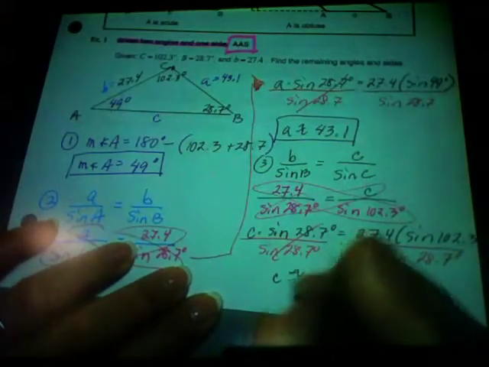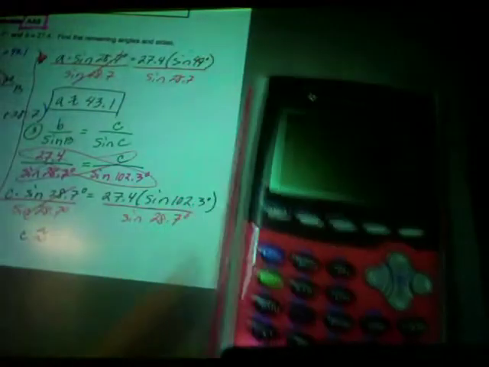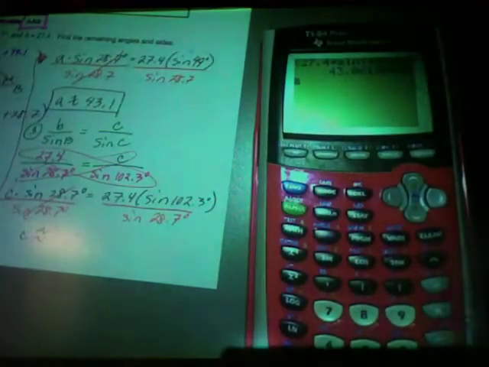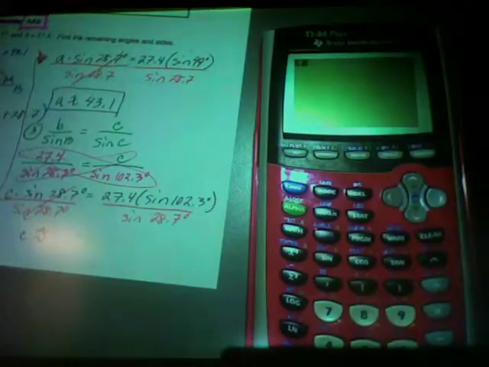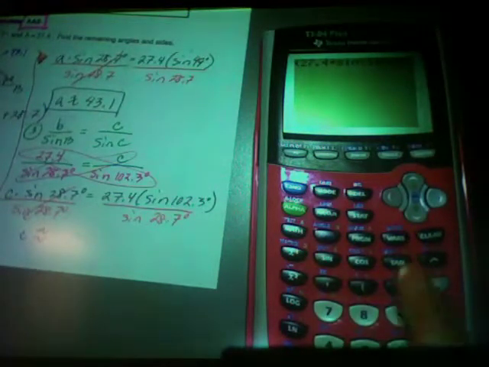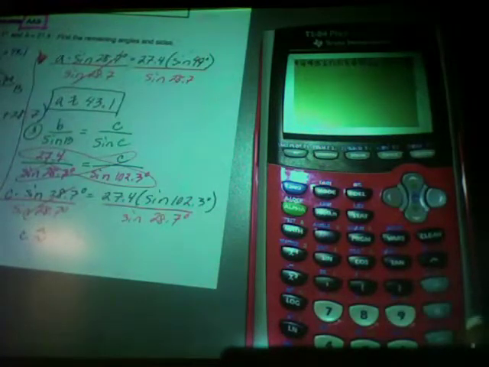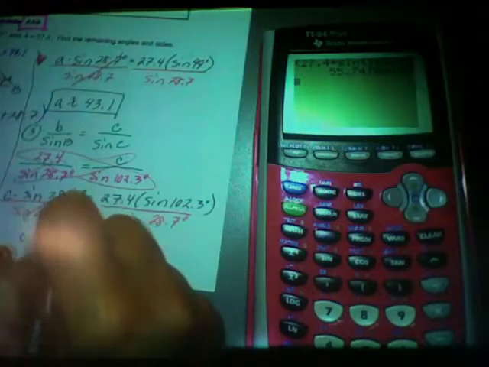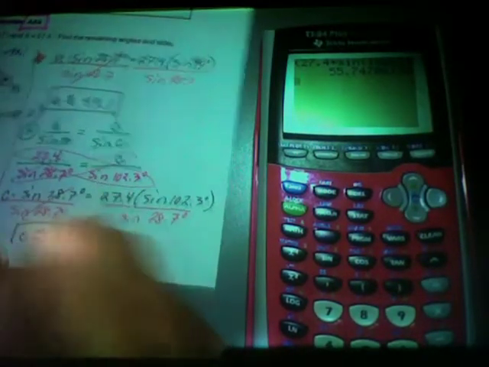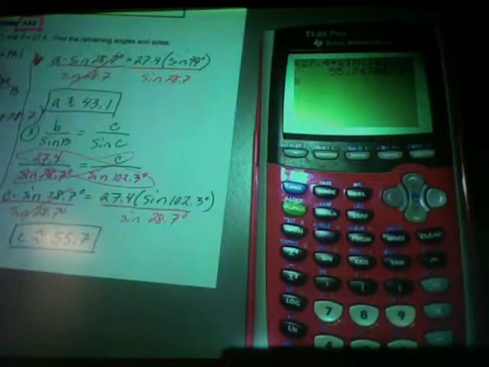So C is approximately equal to, so I'm going to plug that into my calculator. Parentheses 27.4 times sine of 102.3. Make sure, if you've done it my way, that you hit double parentheses. So there's my whole numerator, divided by sine of 28.7. Do I get 55.7? That's not so hard, is it?